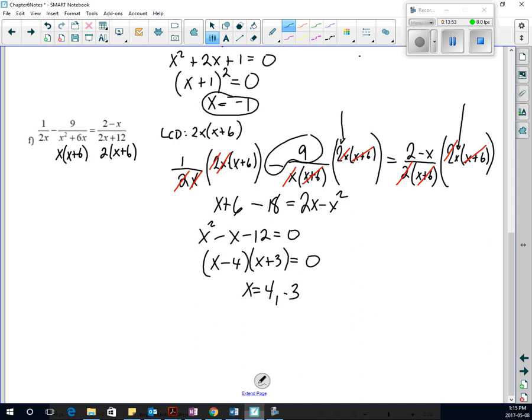I forgot to do my non-permissibles. Let's do that right now. I'll do it over here. Non-permissible values. 2 will never equal 0, so I don't have to worry about that. Well, x can't equal 0. And x plus 6, that means negative 6 can't equal 0. So it looks like both of these will work. And of course, if you have time, check your answer.